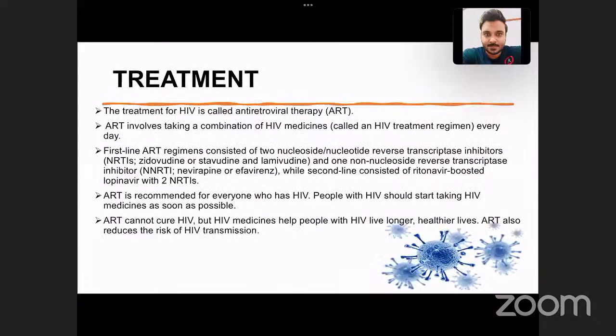Treatment. The treatment for HIV is called ART, that is antiretroviral therapy. It involves taking a combination of HIV medicines every day. The first line ART regimes consist of 2 NRTI and 1 NNRTI, while second line consists of ritonavir boosted lopinavir with 2 NRTI. ART is recommended for everyone who has HIV. People with HIV should start taking HIV medicines as soon as possible. And if it cannot cure HIV, HIV medicines help people with HIV to live longer, healthier lives. It also reduces the risk of HIV transmission.